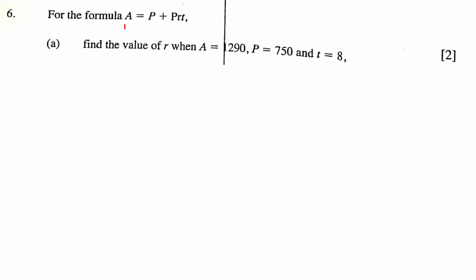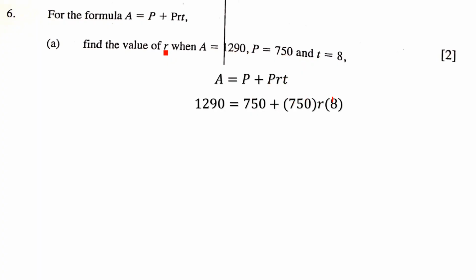It says, for the formula A equals P plus PRT, find the value of R when A is 1,290, P is 750, and T is equal to 8. So they want us to find the value of R. So here we still have this equation. We know that A is equal to 1,290, so let's substitute that. We know that P is equal to 750, and we know that T is equal to 8, so we substitute our values in. Now let's multiply.